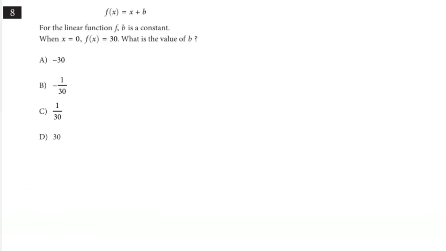Question 8. For the linear function f, b is a constant. You can see this linear function. So b is a constant. When x is 0, the value of the function is 30. What is the value of b? So you can put 30 here and 0 plus b. So b is going to be 30. D is the correct answer.